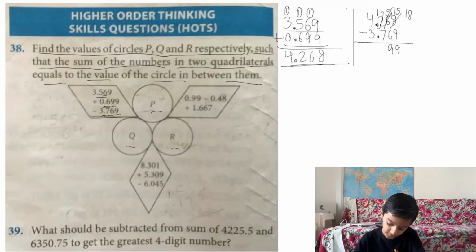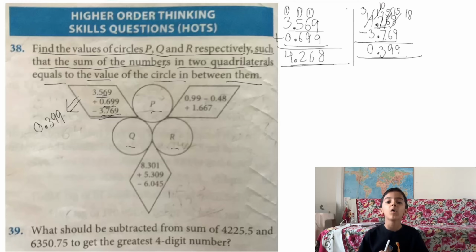Here we cannot do 1 minus 7, we will borrow from the next digit. So here 4 will become 3 and 1 will become 10. So here 10 minus 7 is equal to 3, and point under point, and 3 minus 3 is equal to 0. So 4.268 minus 3.769 is equal to 0.499. So the value of the first quadrilateral is 0.499.